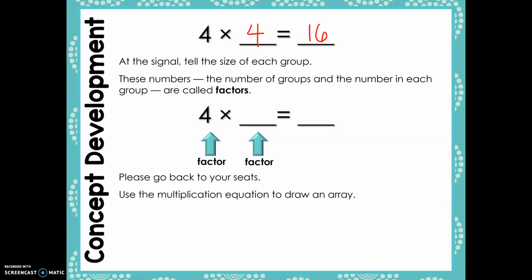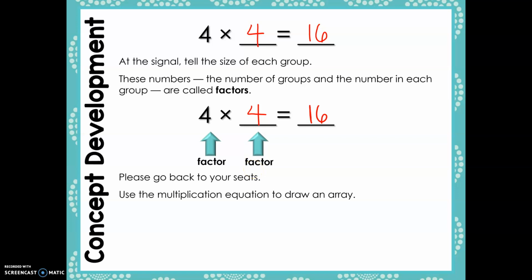So these two numbers, the number of groups, which was 4, and the number in each group, which was also 4, are called factors. Everyone go ahead and say that word back. Factors. So 4 times 4 equals 16. So here's a factor, and here's a factor.